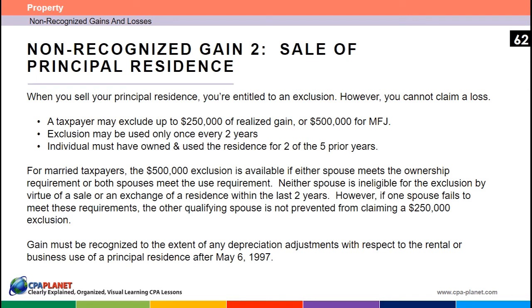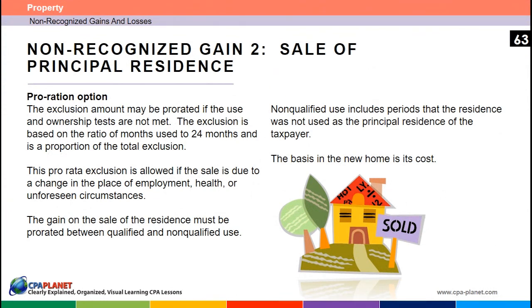For married taxpayers, the exclusion is available if either spouse meets the ownership requirement and both spouses meet the use requirement. Neither spouse is ineligible for the exclusion by virtue of a sale or an exchange of residence. The exclusion may be prorated if the use and ownership tests are not met. The exclusion is based on the ratio of months used to 24 months and is a proportion of the total exclusion. The pro rata exclusion is allowed if the sale is due to a change in the place of employment, health, or unforeseen circumstances. So the basis in the new home is the cost.